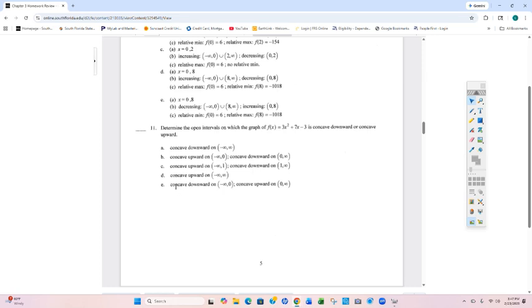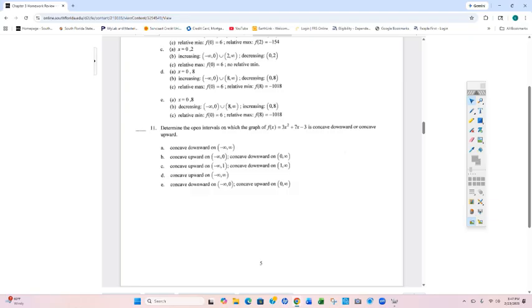Answer D, concave upward on the interval negative infinity to positive infinity. Answer E, concave downward on the interval negative infinity to 0, concave upward on the interval 0 to infinity.